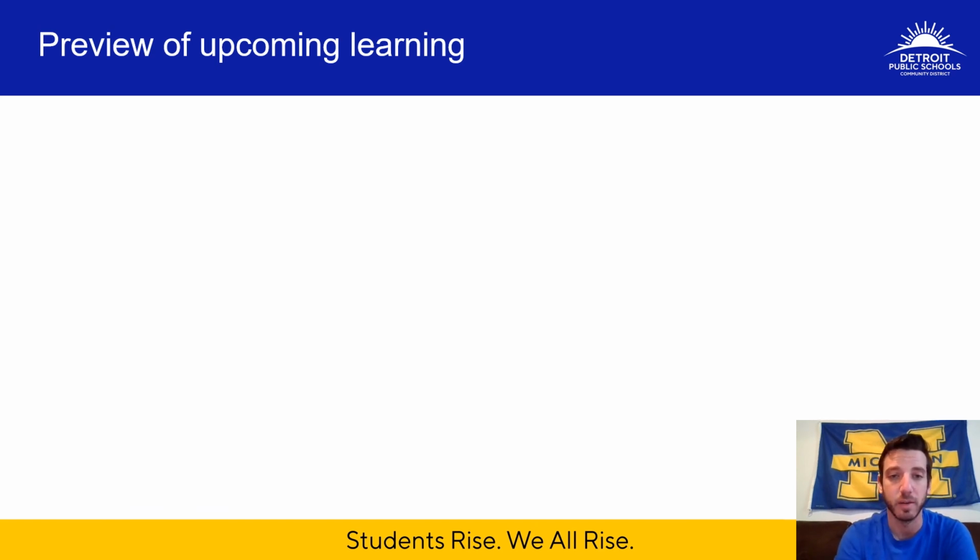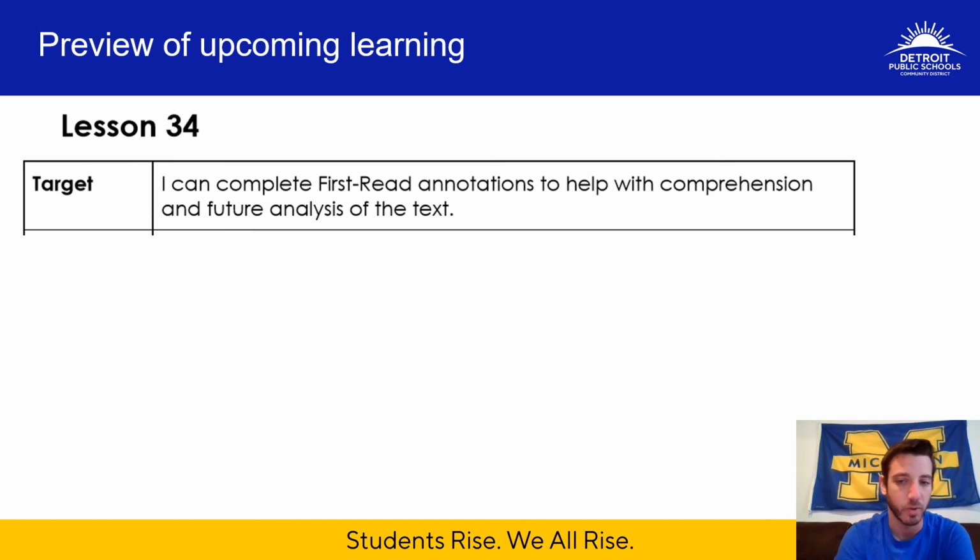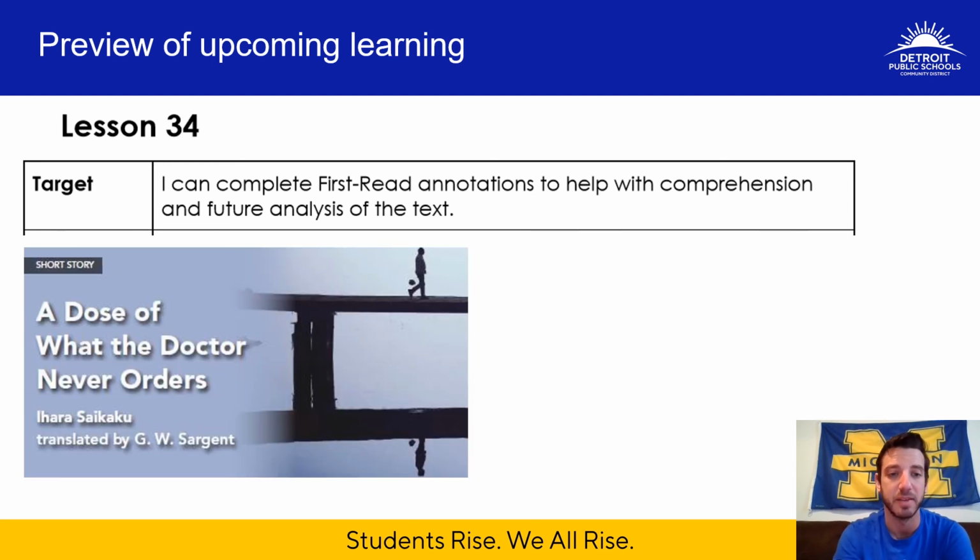So let's talk about the upcoming learning. We are going to go into the weekend, and then next week we will start week 8 lessons with lesson 34. The learning target is, I can complete first read annotations to help with comprehension and future analysis of the text. No surprise here, it's the first lesson of the week, so we're going to be reading a brand new text and engaging in a first read. The text is called A Dose of What the Doctor Never Orders. It's a great text. I say that about all the texts, but I really mean it about this one. I think you'll enjoy it.